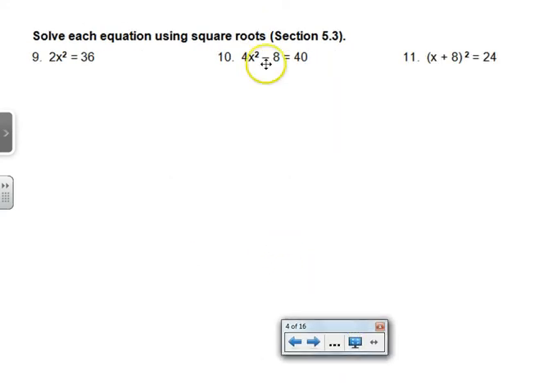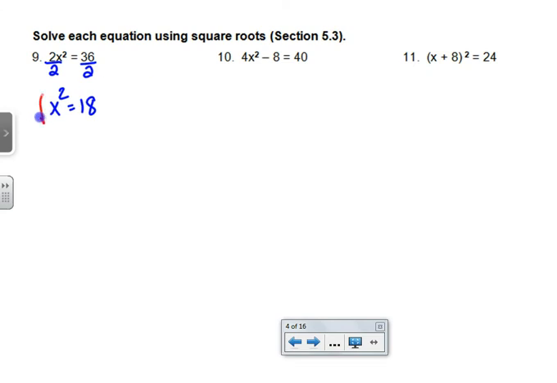Now we have to solve by using square roots. I notice in each one of these questions, there's only one thing that's being squared. There's only one variable component in each question. I want to isolate that. So first on number 9, we're going to divide both sides by 2, and we get x squared equals 18.